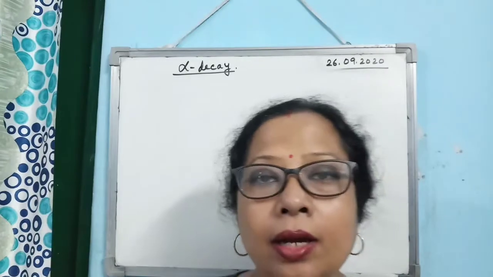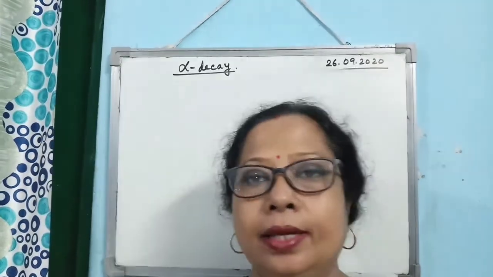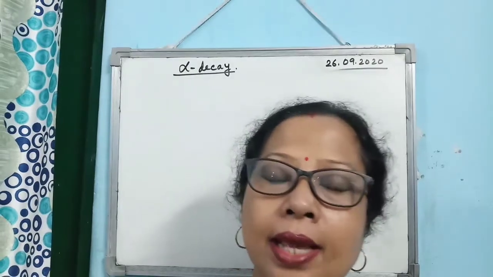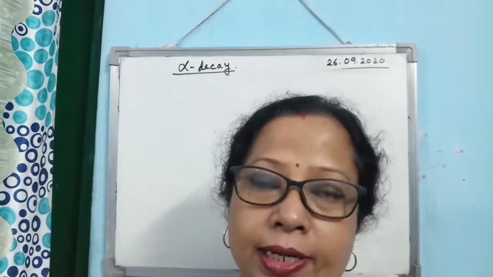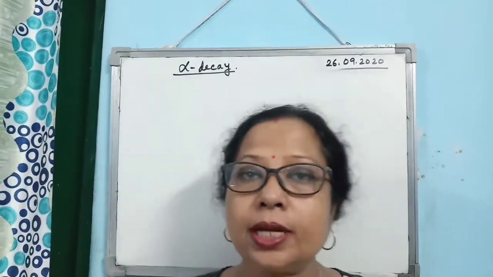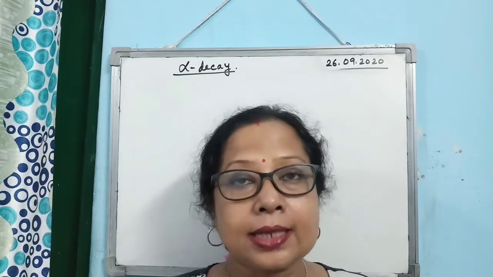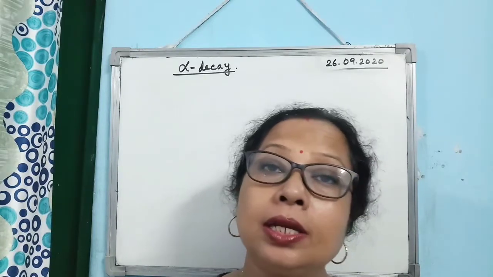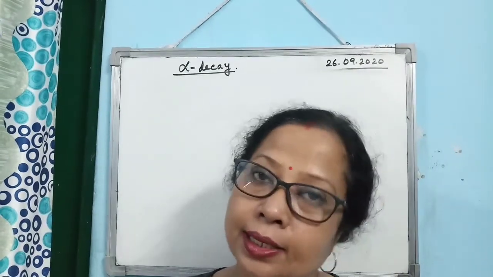So today I'll discuss alpha decay, beta decay and gamma decay. You know that alpha decay, beta decay and gamma decay, or disintegration of a nucleus through alpha particle emission, beta emission or gamma emission, are purely nuclear phenomena. Everything takes place from the nucleus.